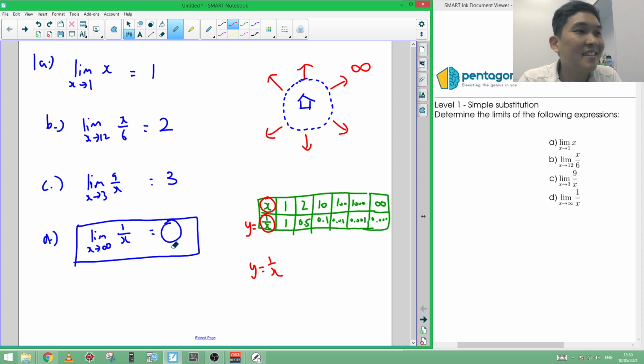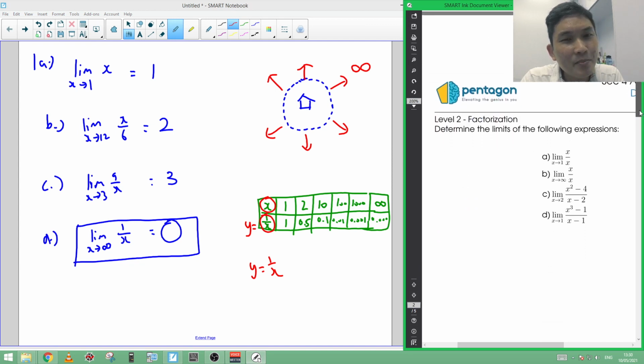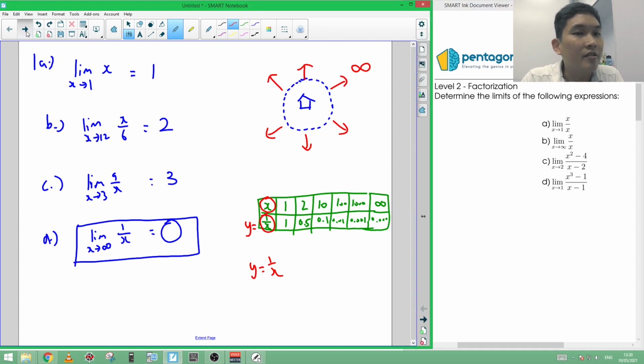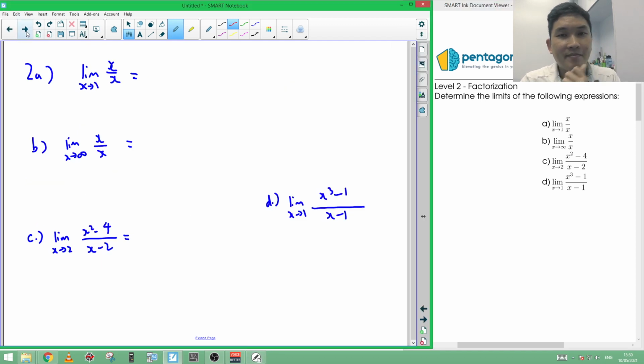Let's look at the next page, where we have slightly more difficult questions, but not that difficult actually. Let's look at question 2a. We want to find the limit of this expression, x over x, as x approaches 1. And you'll be thinking, this is so silly, we can simplify the fraction. But I have my reasons for doing this, because I just want to explain something. Let's just play along and say, if we don't simplify the fraction, what can we do?